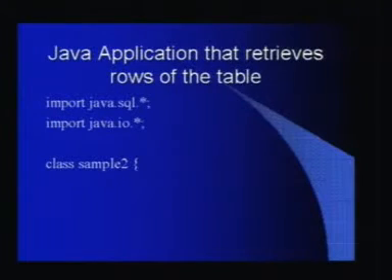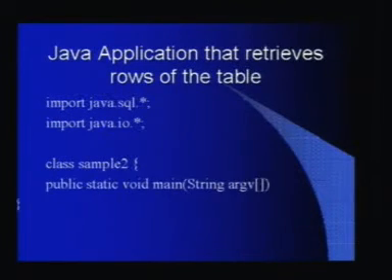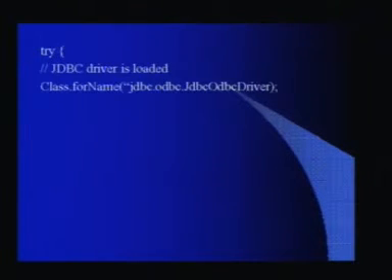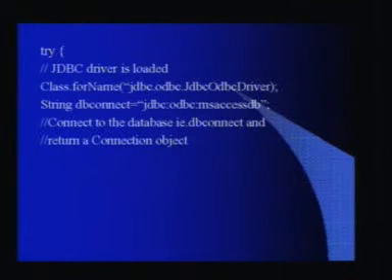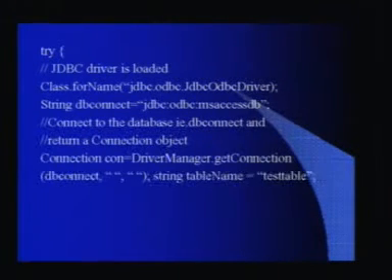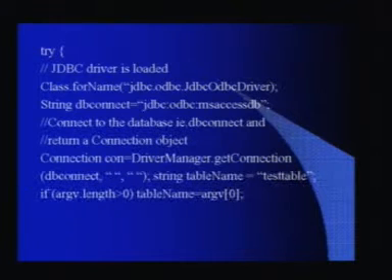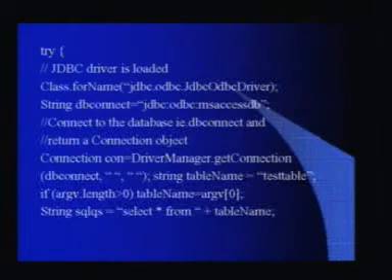Now, let us go through the Java application that retrieves rows of the table. Again, the code is the same, but there are some differences between the previous code and this one, because here I am trying to get the entire set of rows as well as columns. So, I will explain only the places where that particular change has been made.